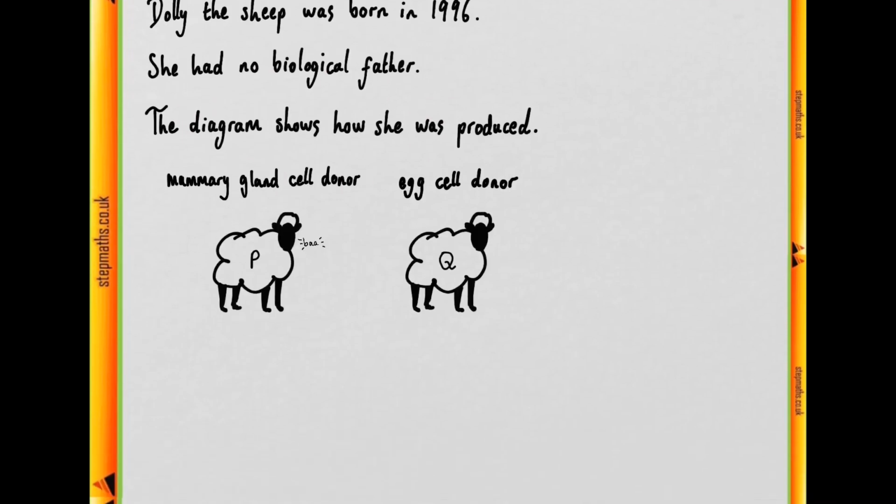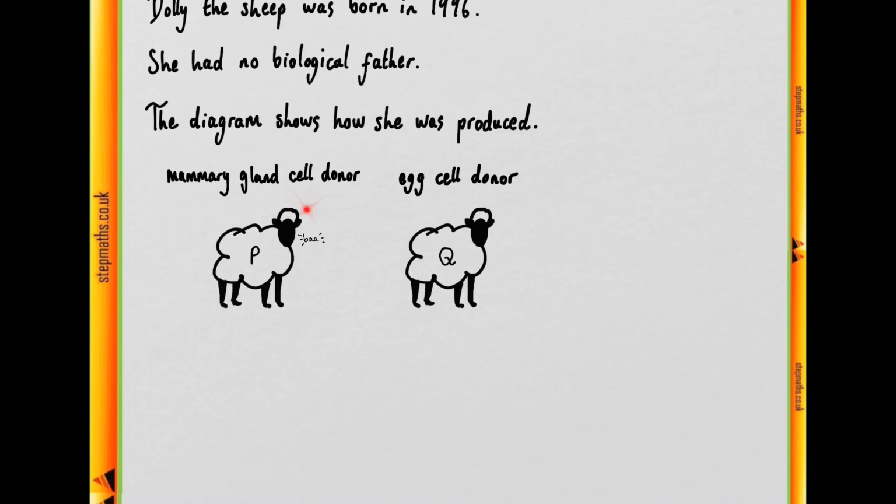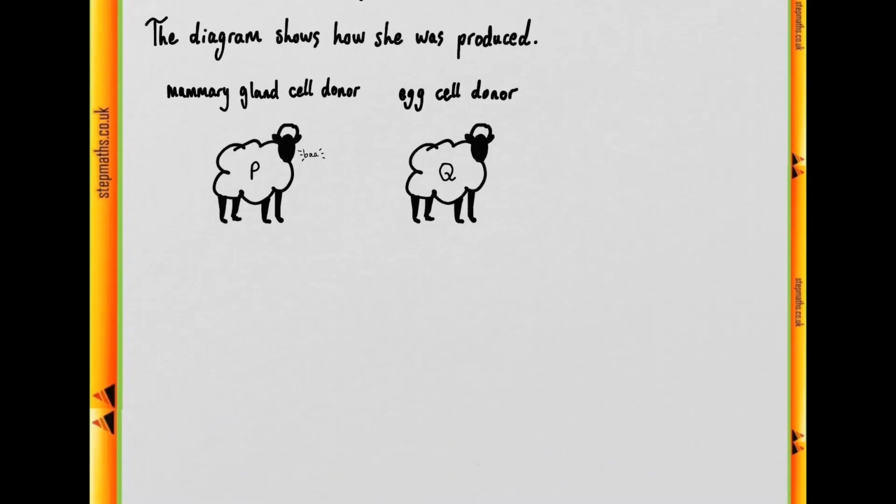So in the diagram we have two different sheep. We have a mammary gland cell donor and an egg cell donor. Now before we go any further, we should notice that the mammary gland cell and the egg cells differ in that the mammary gland is an example of a somatic cell, whereas the egg cell is a haploid gamete.